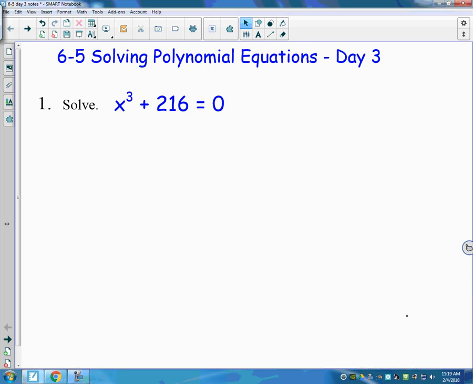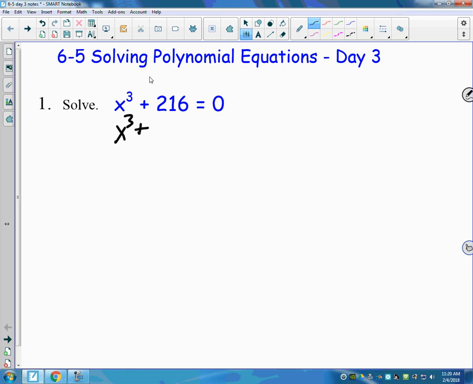Okay, so now that we've talked about factoring these polynomials, we want to solve them, right? So factoring just gives you the factors. Solving them means I need to find the zeros, the solutions, the x-intercepts. So step one, I got to factor this. This looks like a perfect cube to me. So I need to get on my calculator and figure out what is 216, what to the third power.